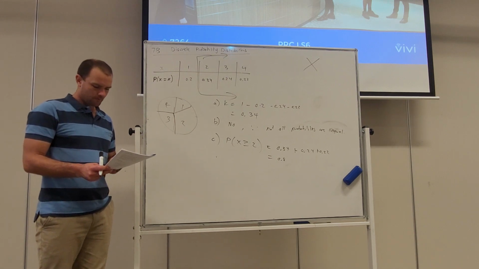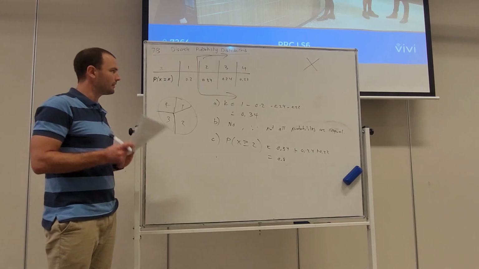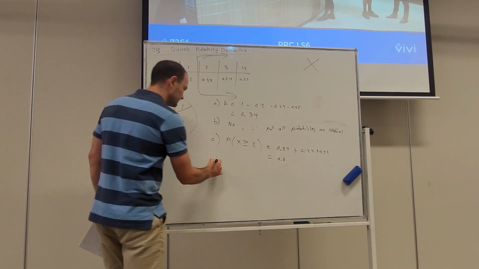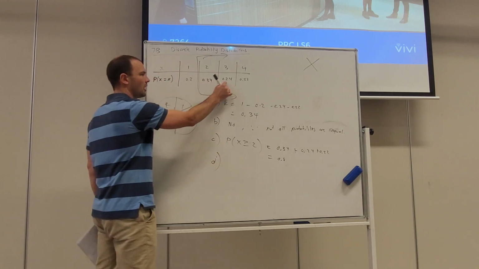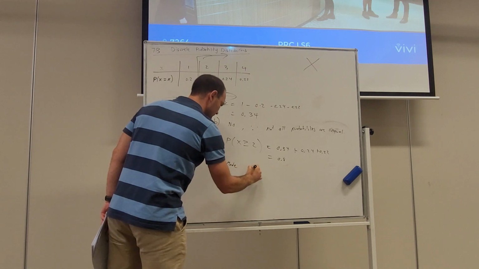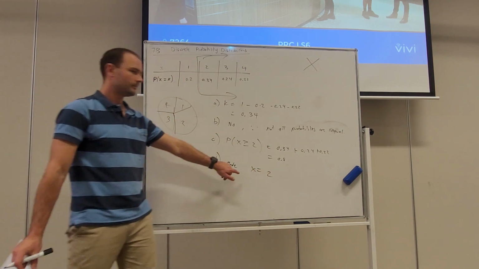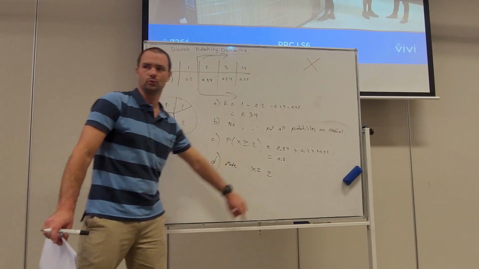Find the mode of the distribution. The mode is the event that has the highest probability. So if we're looking along, where's the highest probability? Here. So the mode is 2. The mode is when the random variable is equal to 2.